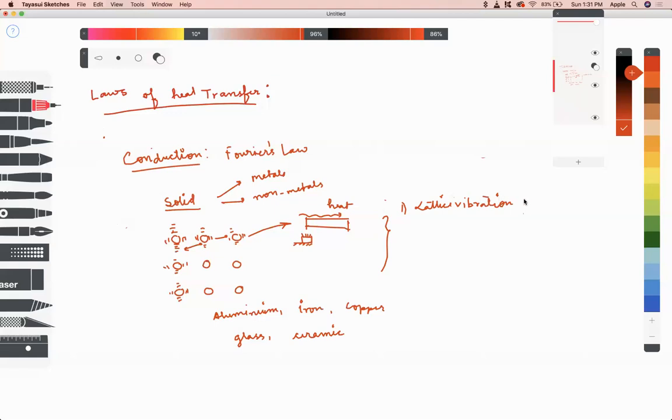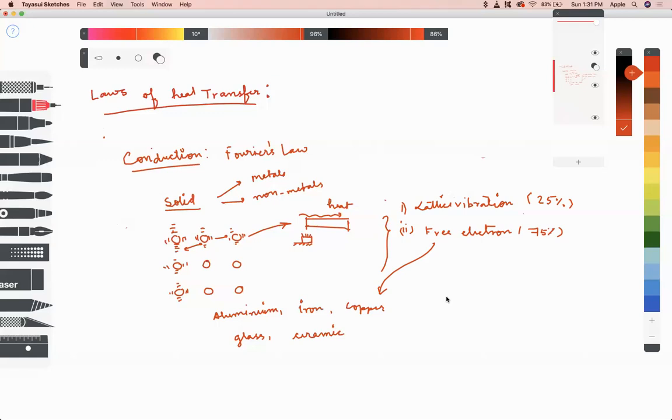Now lattice vibration constitutes 25% of the energy transfer. The remaining 75% depends on something called a free electron. Now we very well know that free electrons are only present in case of metals, and that is why metals are good conductors of heat or other forms of energy.